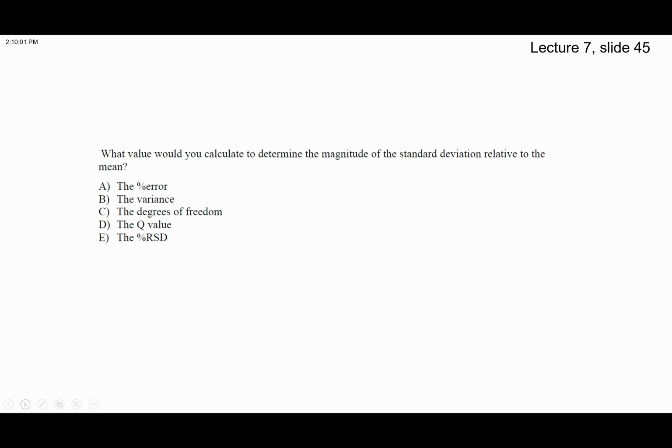What would you calculate to determine the magnitude of the standard deviation relative to the mean? Okay. So we want to know something about the standard deviation relative to the mean, right? Or we can write it down like that. And we do have an equation that talks about this, right? Which is the standard deviation divided by the mean times 100, right? And we get that information, right? We call that percent RSD. So standard deviation as a function or relative to the mean. So the answer will be E.